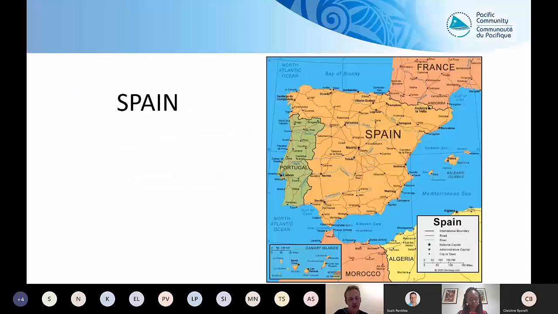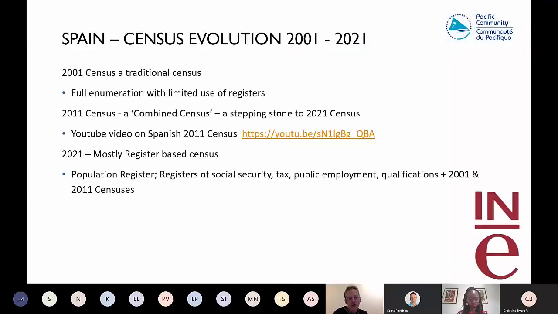So that was Germany. I've just got a couple of slides on Spain. Spain did a traditional census in 2001 with a full enumeration and with a very limited use of registers, and they used it for part of their quality assurance process. The 2011 census was a combined census, and this was seen as a stepping stone to a 2021 census. And there's a YouTube video on the Spanish 2011 census. It takes about 4 minutes. There's a link there for those that want to look at it later on.